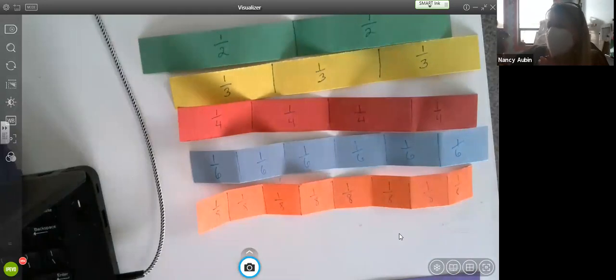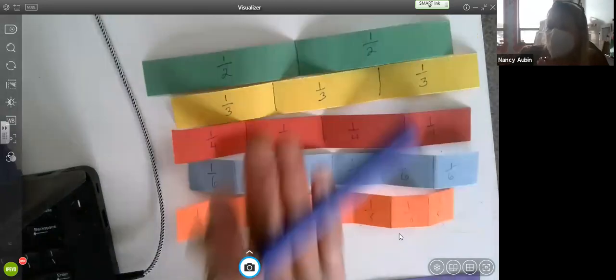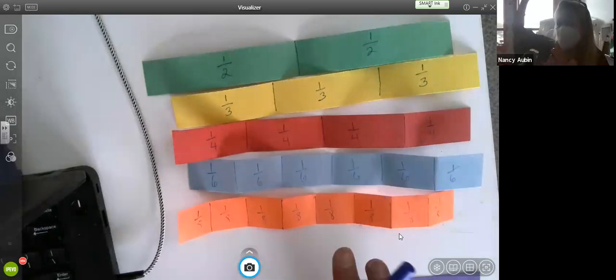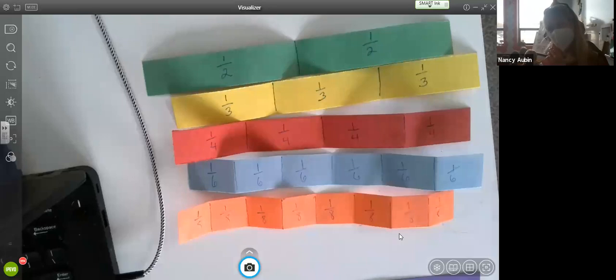Lennox, what do you notice about the numerators on all of these fractions? The numerator is the top number of the fraction. What is the numerator for all of these fractions? It's what? 1. What do we call all of these fractions? What are they called?